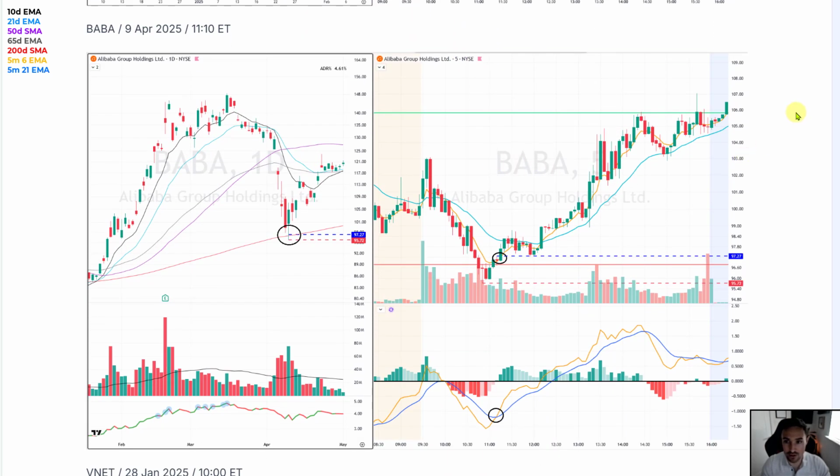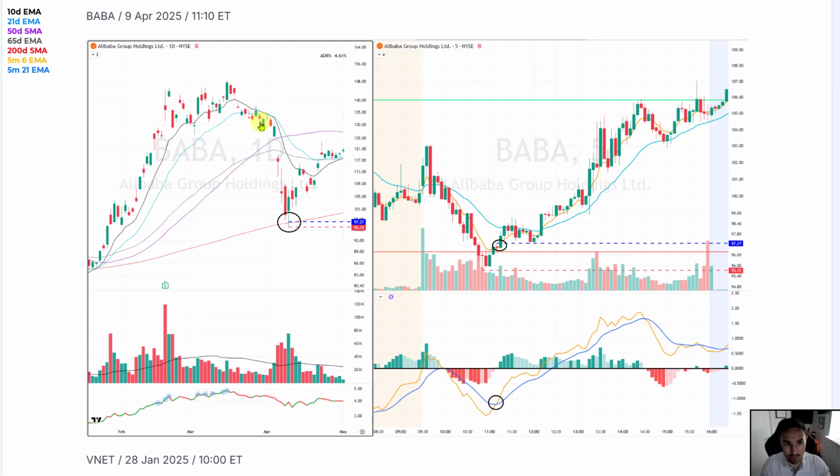Baba off of its 200-day, okay, large cap Chinese related stock. Baba, flush, flush, flush. So this is why I love it when the market flushes. Okay, I have a very well equipped trading toolbox. I can trade these flushes.